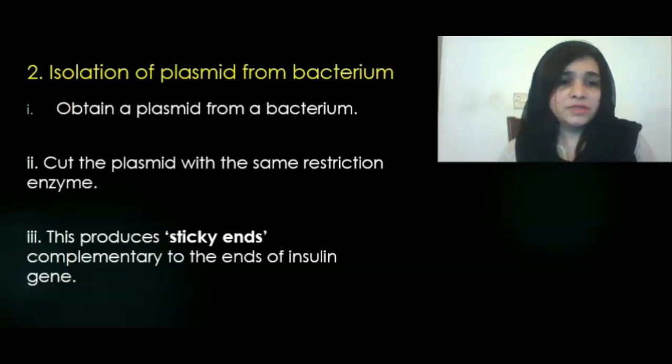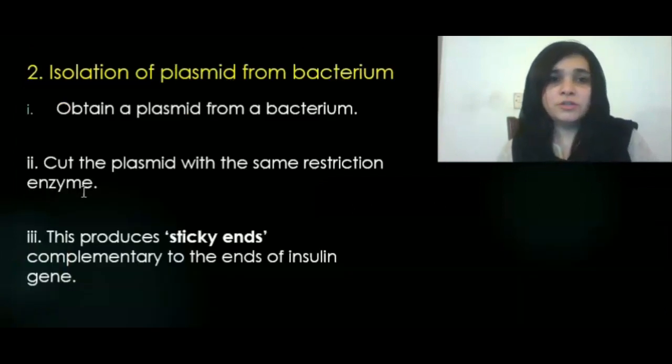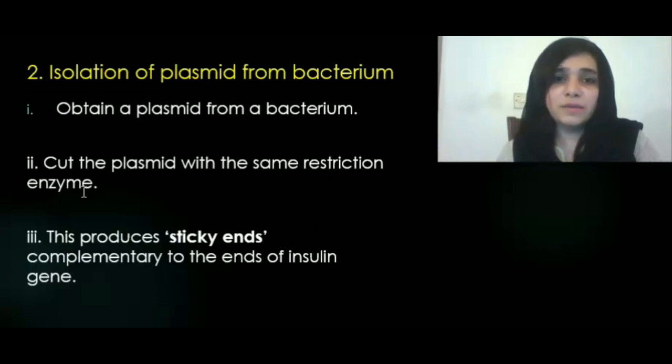Now moving towards the second step, isolation of plasmid from the bacterium. Now what is the plasmid? Plasmid I have already discussed in my previous lesson. Obtain a plasmid from bacterium. Cut the plasmid with the same restriction enzyme we have already used for the insulin gene. This produces the sticky ends complementary to the ends of the insulin gene.